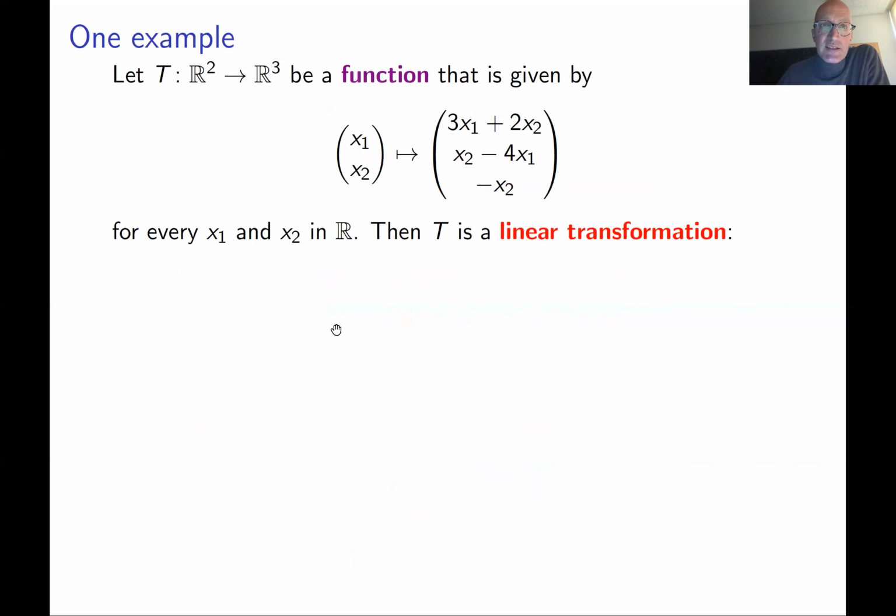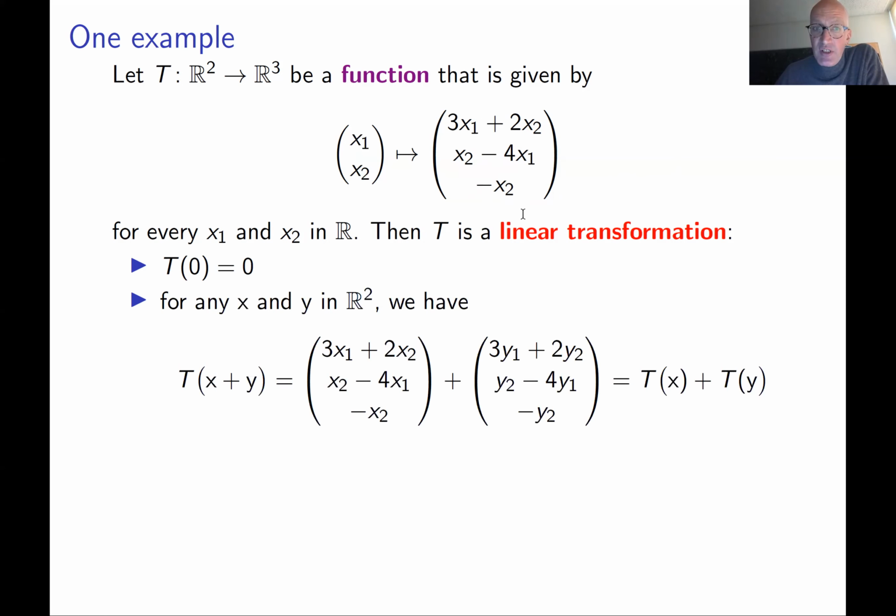Here's a more complicated example. You have a two-dimensional space and a three-dimensional space, and you have a function from R2 to R3 given by this explicit formula. We claim it's a linear transformation. How to check this? Basically, you have to check three properties. That 0 goes to 0: you substitute the 0 vector here, and you get the 0 vector. So the first property is satisfied.